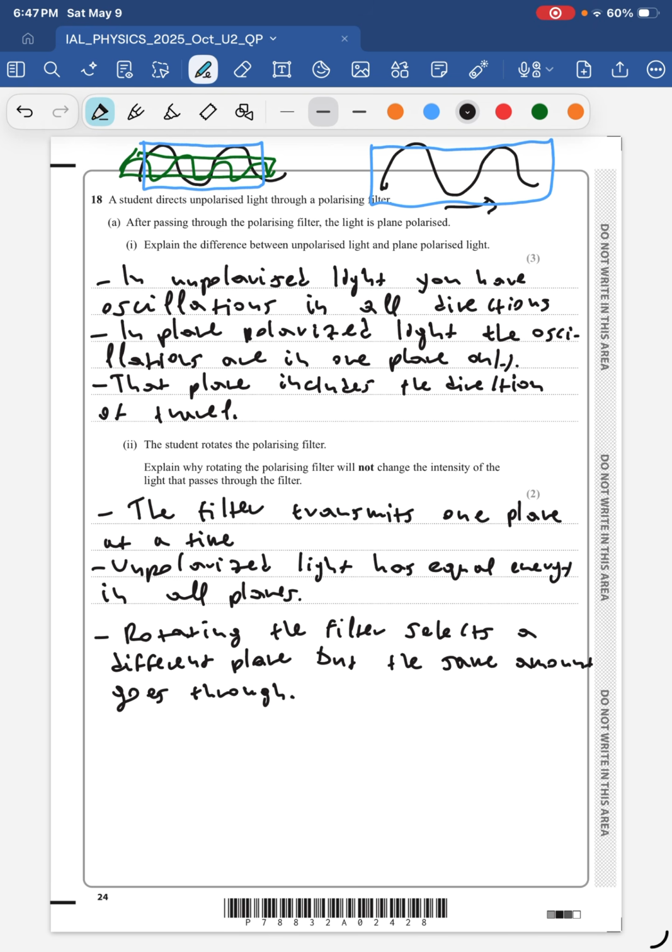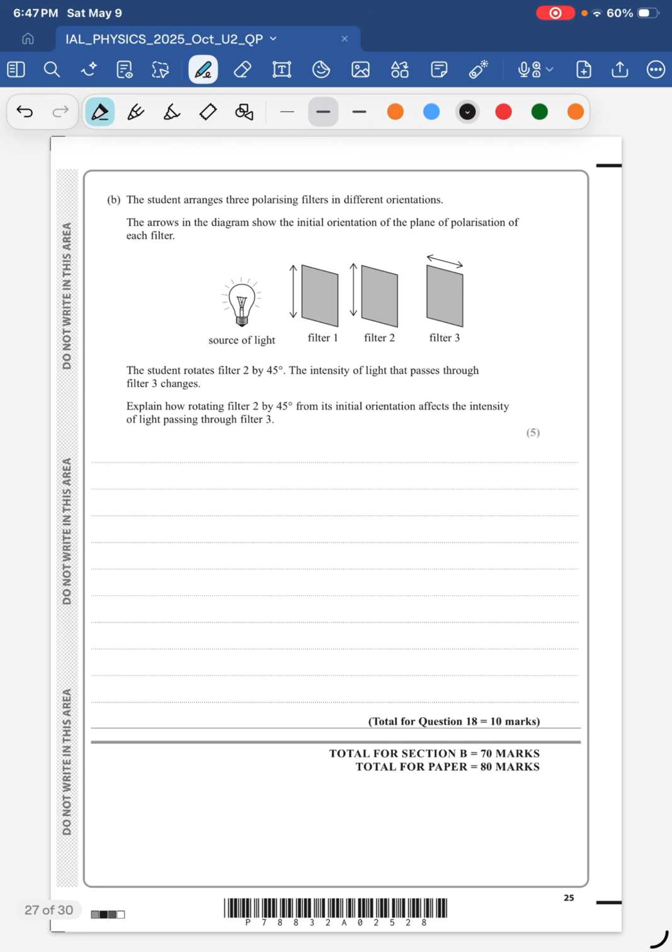Okay, so rotating just selects one plane of the incident light. So the intensity of radiation for that polarized plane will be the same irrespective of which is the plane of polarization. Okay, I hope this makes sense. Let's move to the next one.